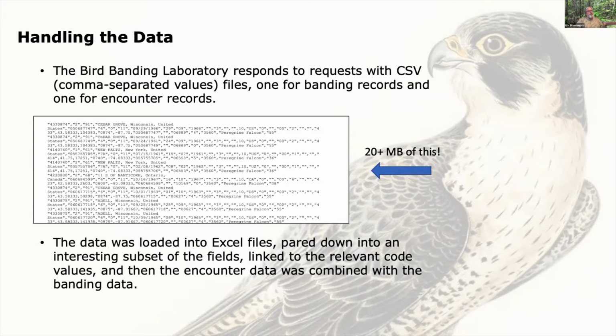So I loaded in the Excel files, pared it down to what I consider to be an interesting subset of the data, and combined the encounter data with the banding data to basically normalize it so that they would fit together, right? Because of the slightly different field names, but you don't need to worry about that. I need to worry about that.